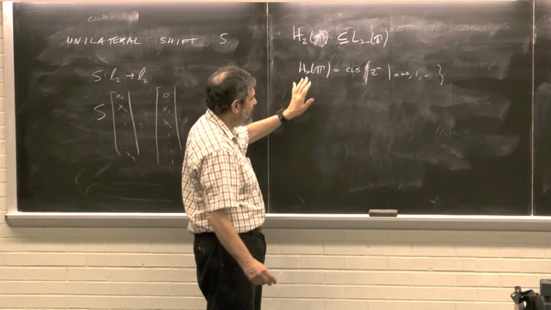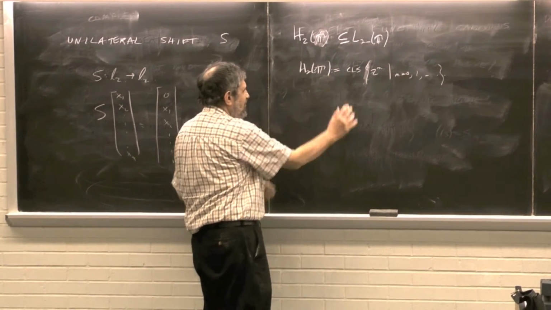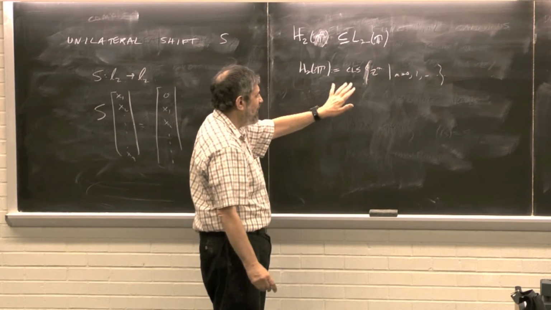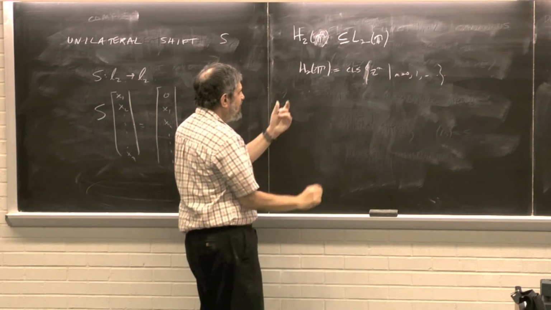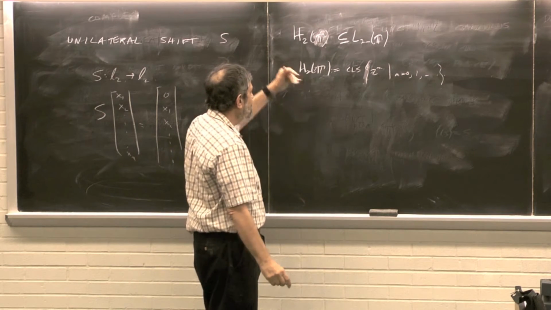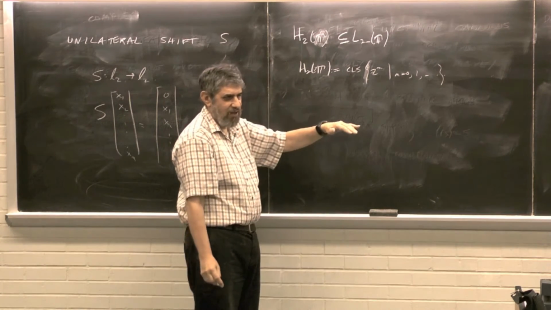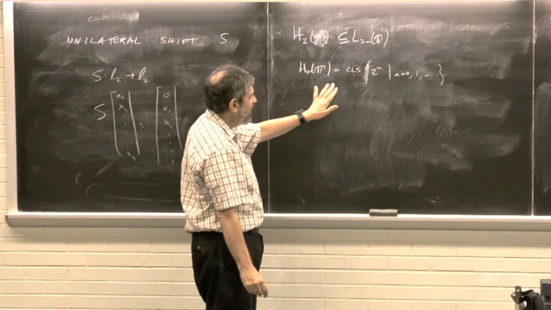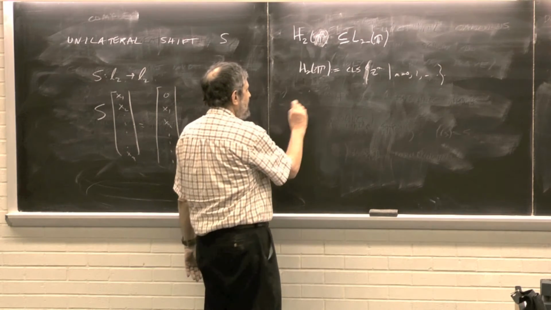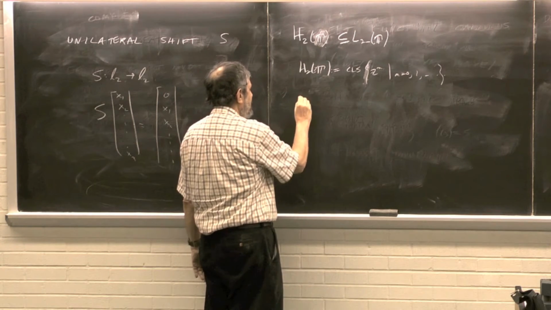Okay, now having this, we're going to use this to build a bunch of invariant subspaces. So I'm going to make another definition. This is like our underlying Hilbert space, and our operator is just multiplication by Z. I'm going to tell you how to build invariant subspaces. Let me make a few more definitions here.